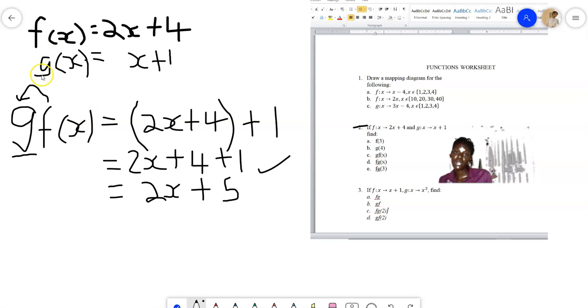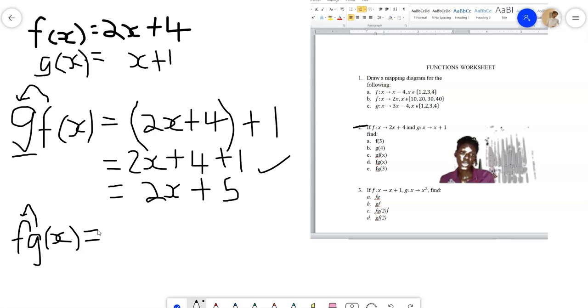Let us look at the other example, which would be fg of x. So in the first instance, f was going into g. So we wrote g first. Now g is going into f, function on the right going into function on the left. So we're going to write f first this time. And remember, wherever the x is, we leave brackets with enough space. So f is 2x plus 4. So that's 2, bracket, and then we put plus 4. What is g? g is x plus 1. So we put x plus 1 in our bracket.